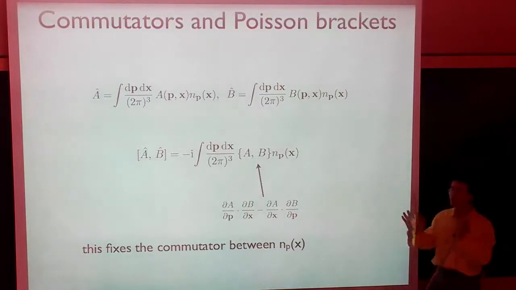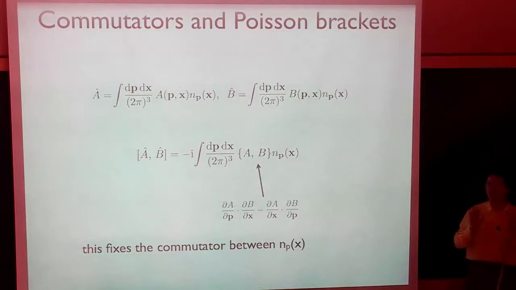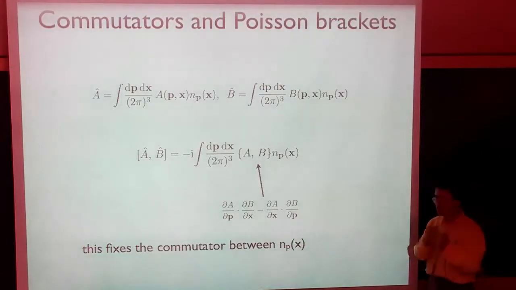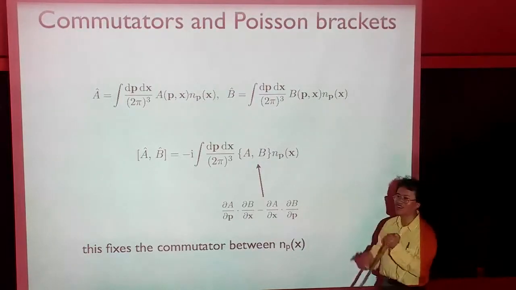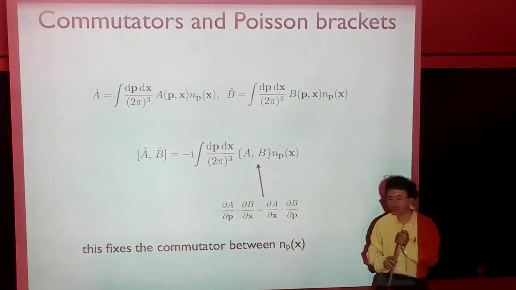So I think now I can explain Landau's Fermi liquid theory to mathematicians. It is just some Hamiltonian system, a special type of Hamiltonian system.